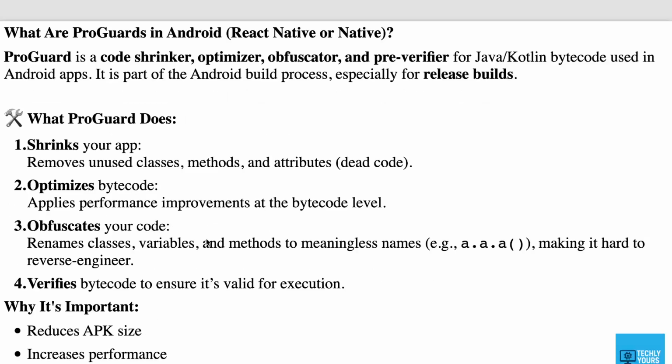Then our next question is, what is ProGuard in Android or React Native? The simple definition I would say is, ProGuard is a tool that shrinks, optimizes and obfuscates your Android code. What does ProGuard really do? It removes unused code, it makes the APK smaller, it provides security. So it basically makes our app smaller and harder to reverse engineer. This is one of the most important concepts of ProGuard.